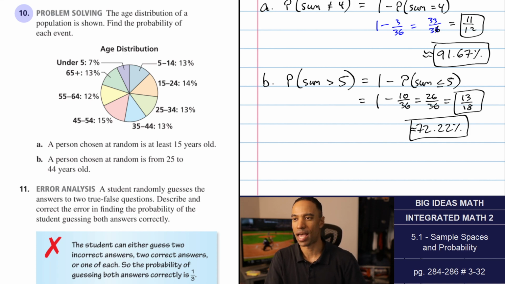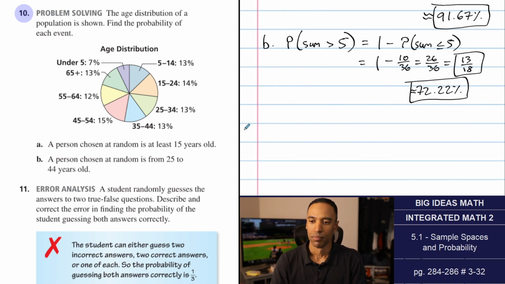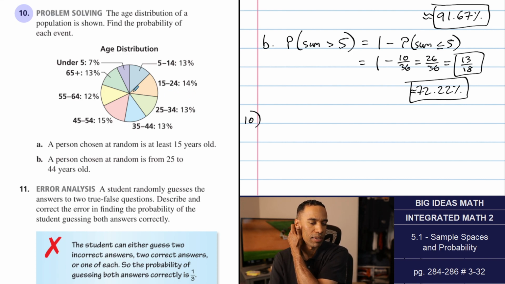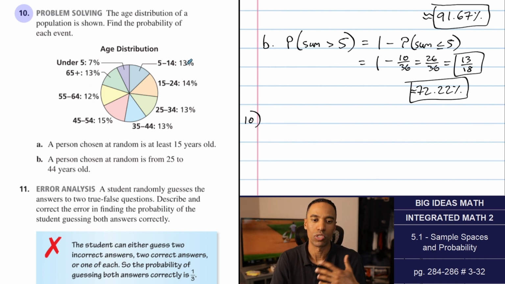All right, let's jump to number 10 with a part A-B. Problem solving. The age distribution of a population is shown. Find the probability of each event. Okay, this one might go a little faster because they have the split with numbers, and we'll just use percentages this time, no fractions.